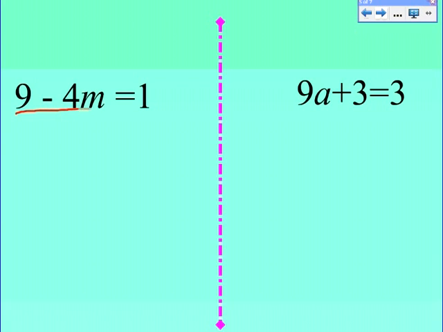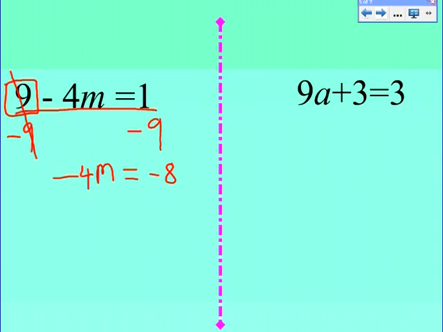Let's work on this one first. We have 9 minus 4m equals 1. What should we do first? In this case, we need to get rid of addition or subtraction first. So let's work on the 9. This is a positive 9, and to get rid of it, we have to subtract. The 9's cancel. Rewrite, and don't forget your negative. Negative 4m equals negative 8.